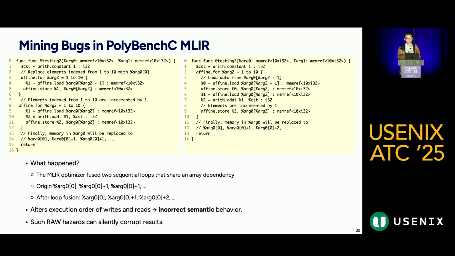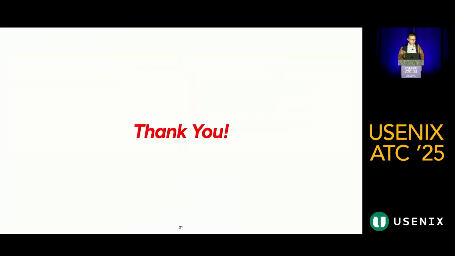So basically, the loop fusion in the MLIR compiler alters the execution order and brings incorrect semantic behavior. Such a read-after-write hazard can easily silently corrupt the result.